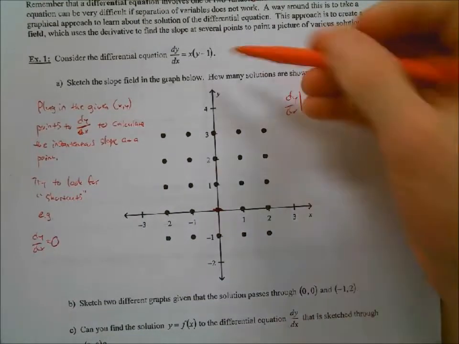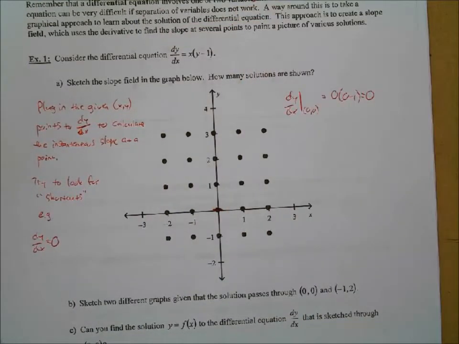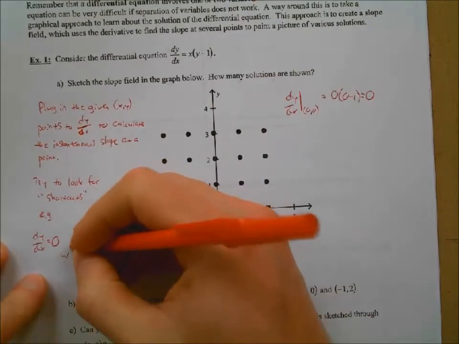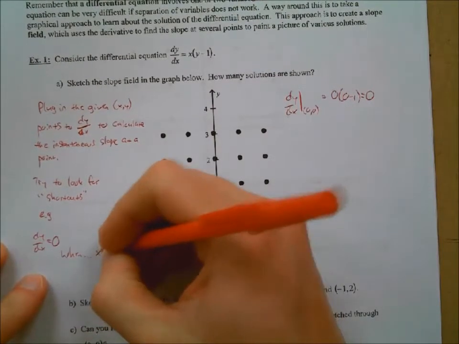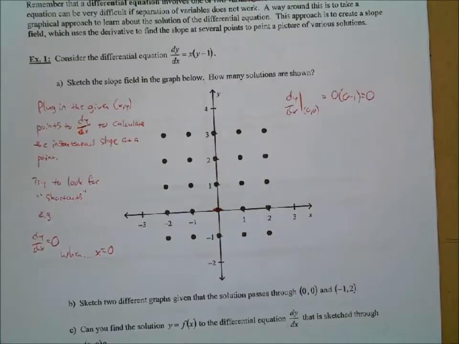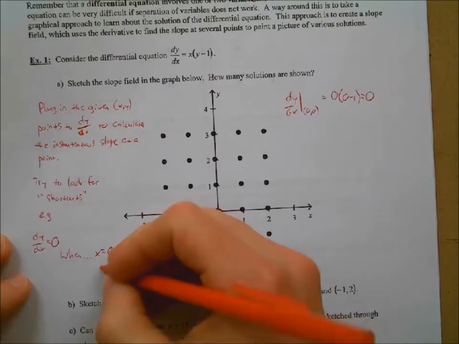Looking at our differential equation, what x values will guarantee that our dy/dx is going to be 0? When x is 0. Okay? What y values will guarantee that our derivative is 0? y equals 1.